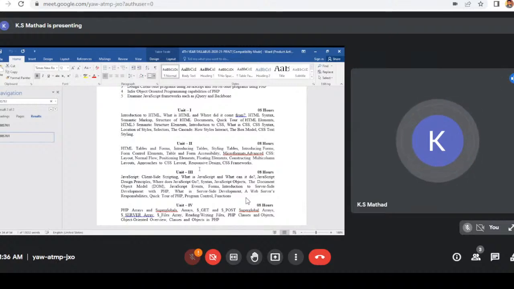It also focuses on the HTML5 version, semantic structure elements, then introduction to CSS, cascading style sheets, which is to apply the style to the HTML web page. It also focuses on how the styles will interact, the box model. Then Unit 2 is about HTML tables and the forms, which introduces styling of the tables and the forms.